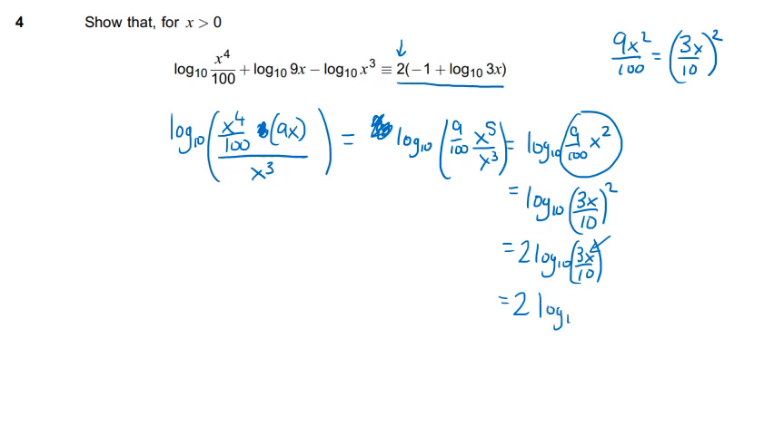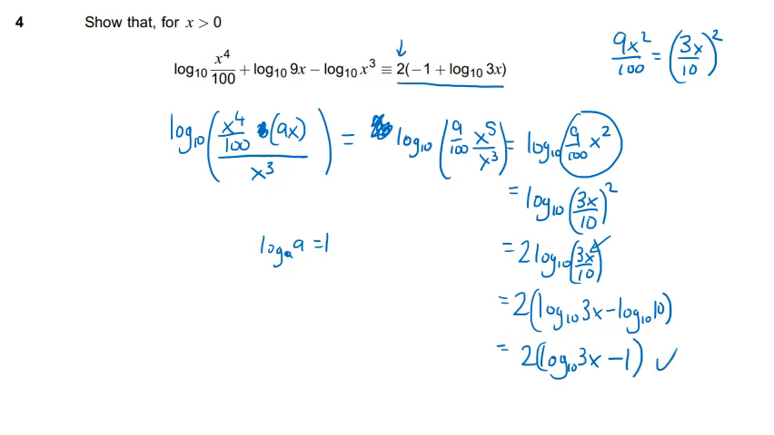So I've got 2 log base 10 of 3x minus log base 10 of 10. And it's always true that log base a of a is 1. So that last term is just equal to 1. So I get 2 log base 10 of 3x minus 1. Okay, and that's it really. Doesn't really matter about swapping the order of terms.